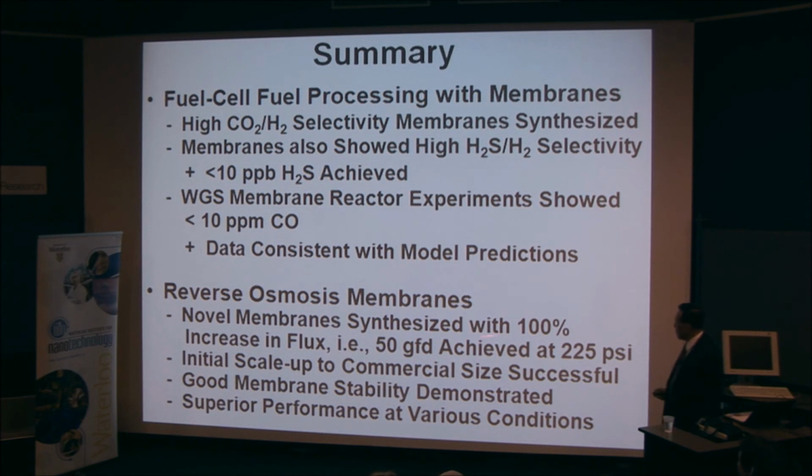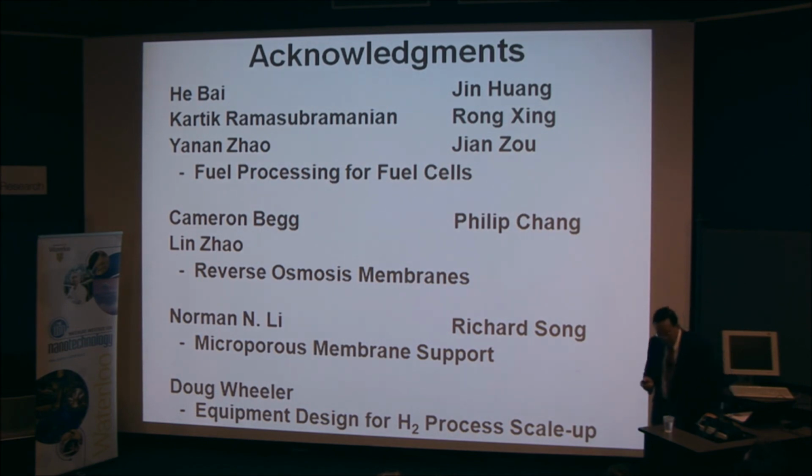For the reverse osmosis membrane, our new membrane can obtain a flux of 50 gallons per square foot per day. And that's about 100% higher than the one based on Jiang Kadat's teaching. Our initial scale-up is quite successful. We can make it at commercial sites, and the membrane stability is pretty good, and we also show improved performance versus the market product.